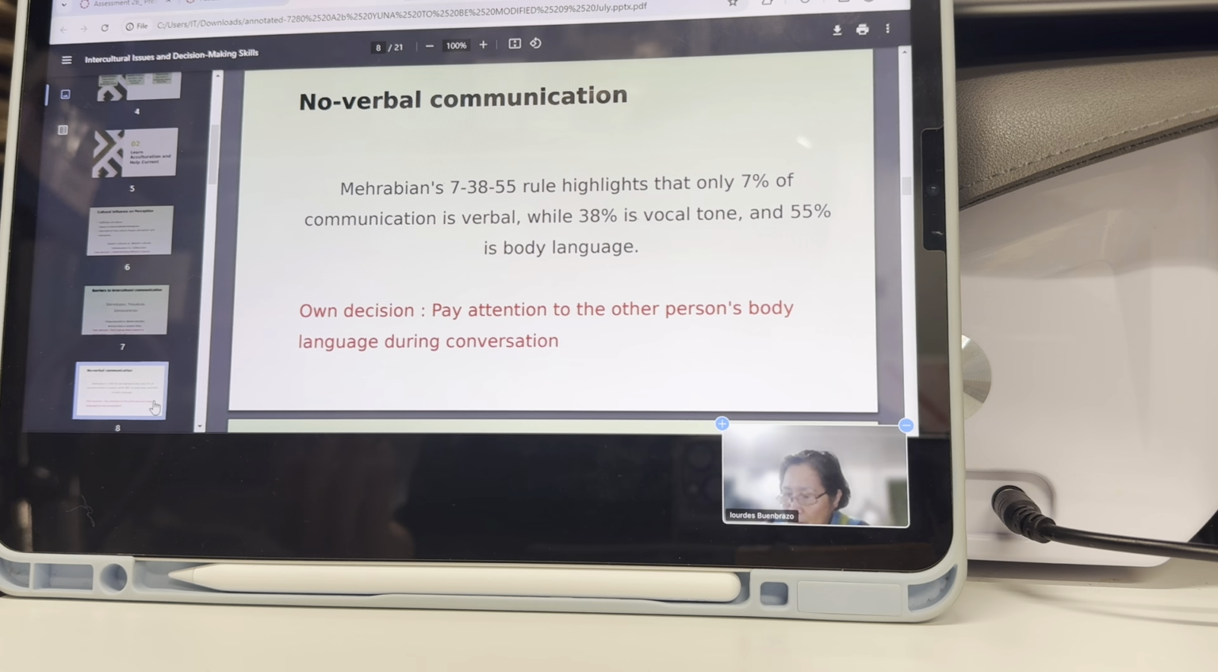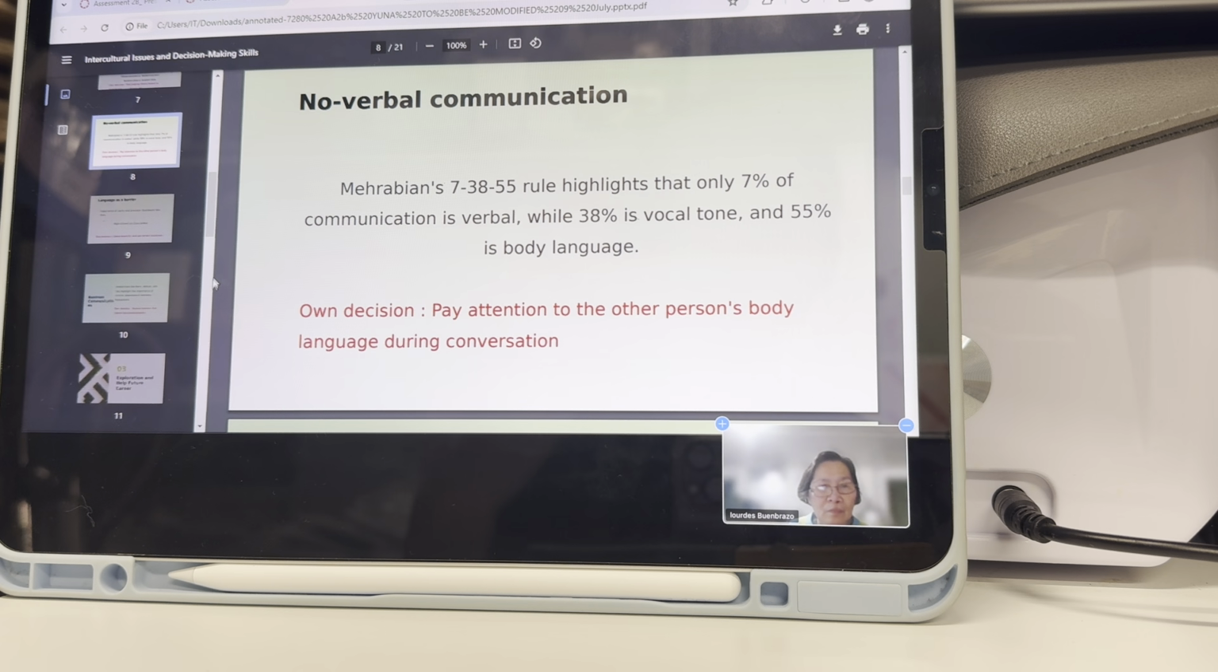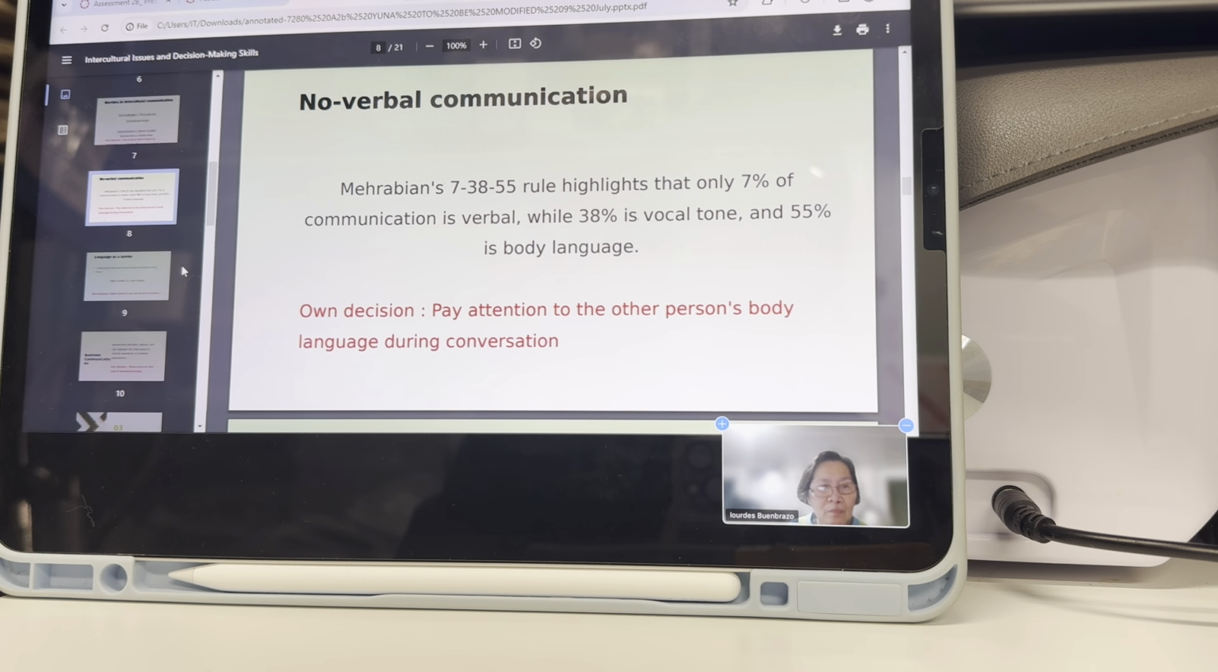Among the barriers, I think the most important is non-verbal communication. Research says that 7 percent of communication is verbal, 38% is vocal tone, and 55% is body language. This gives me a notice: if I hope to have positive communication, I must understand other people's facial expressions, gestures and posture. Sometimes I even need to use eye contact.